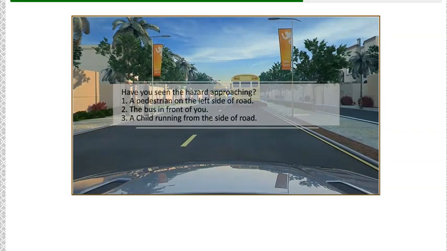Have you seen the hazard approaching? A pedestrian on the left side of road. The bus in front of you. A child running from the side of road.